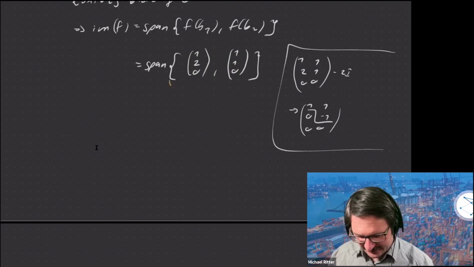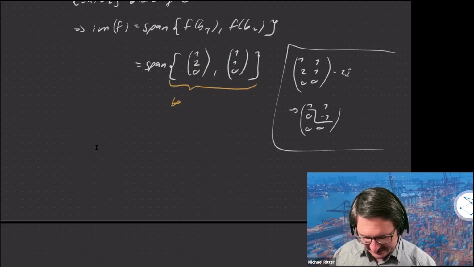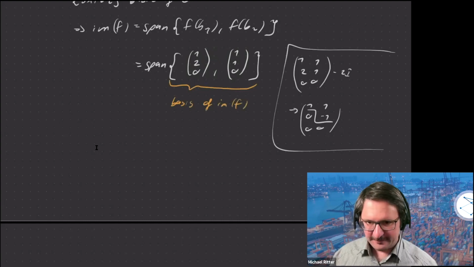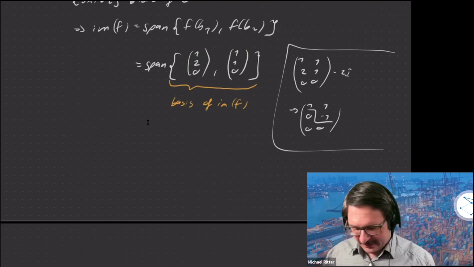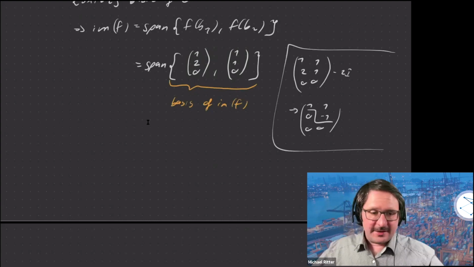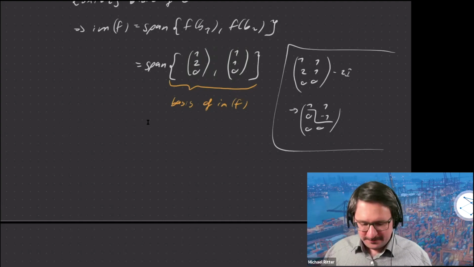Okay, so this is a basis of the image of F. And now we can see that the image of F is 2-dimensional.